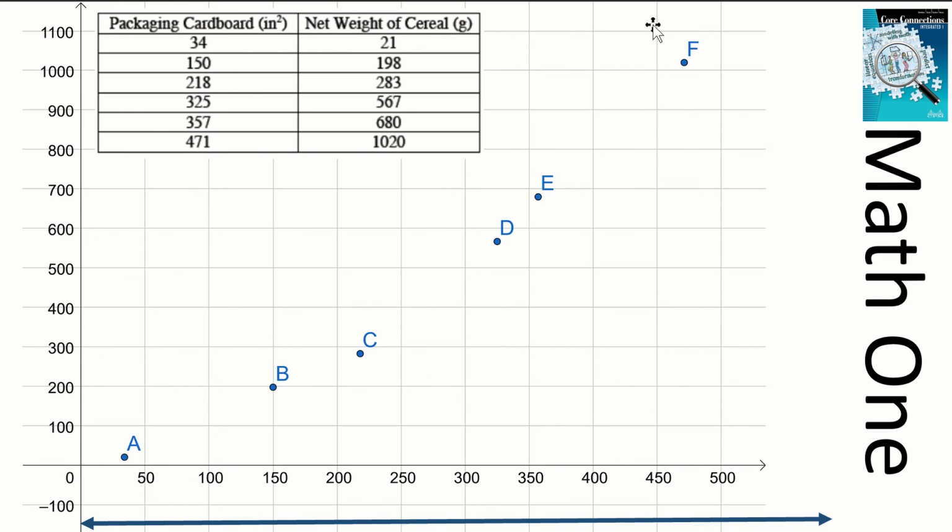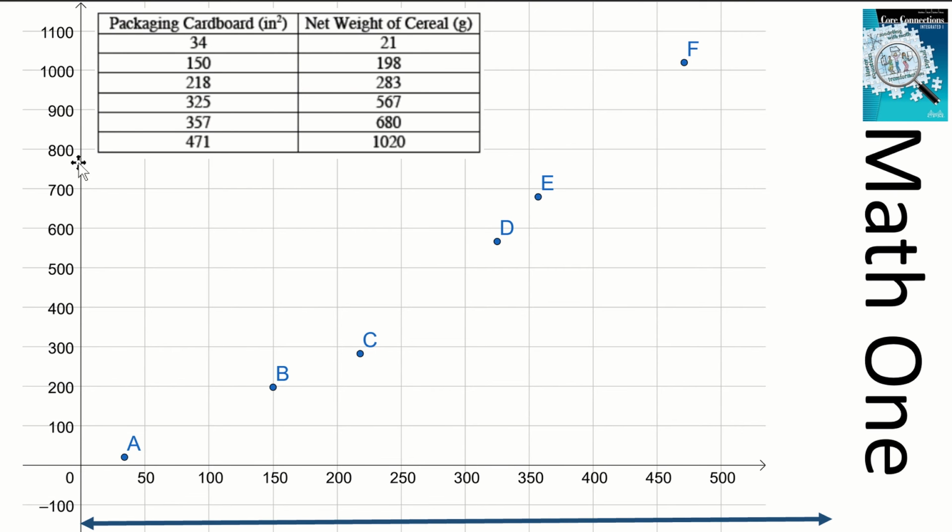It's curving upwards. The direction is positive. It's clear that as I increase the square inches of cardboard, the net weight is also going up. So it's a positive relationship. As one variable x increases, the other one's going up. And I don't see anything that I would consider an outlier here. Most of these look like they're in the same place.